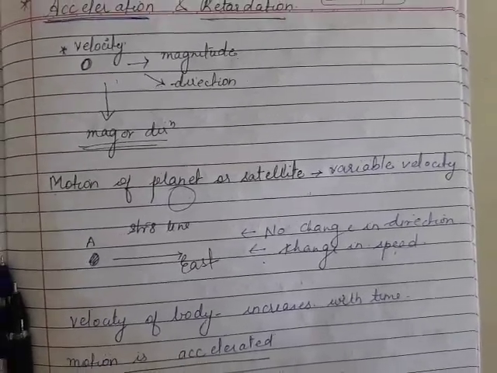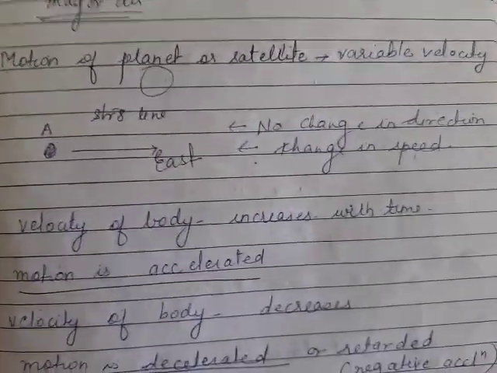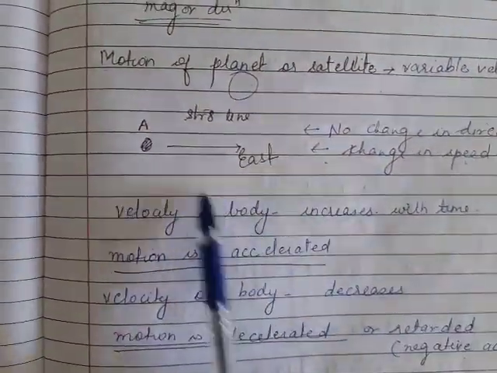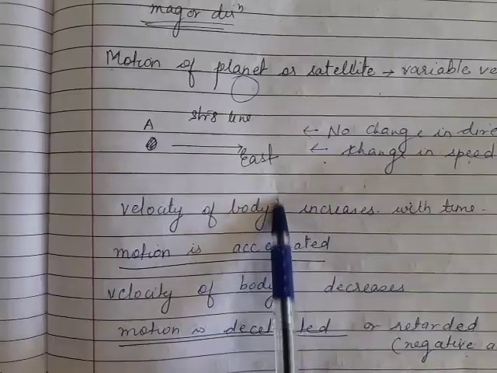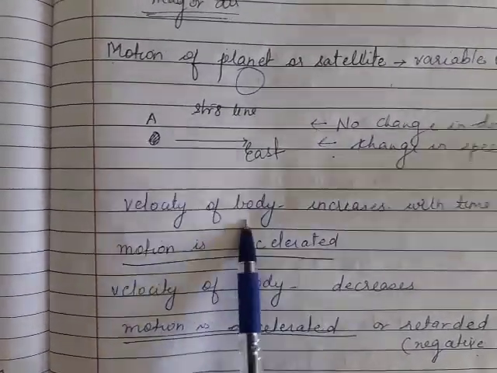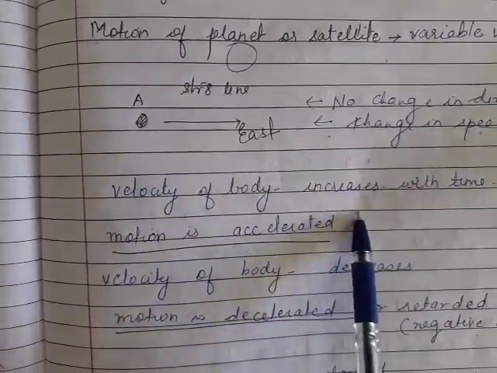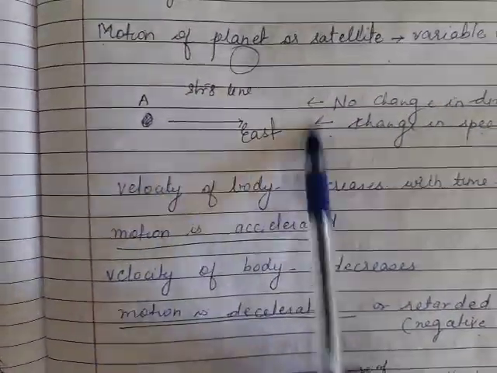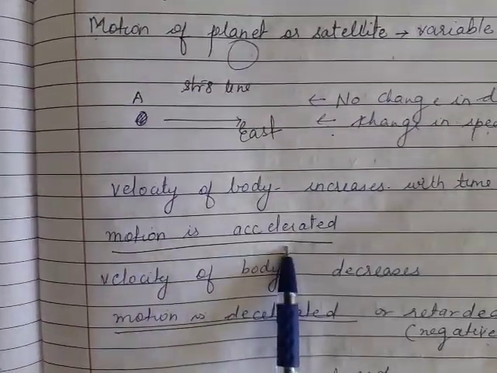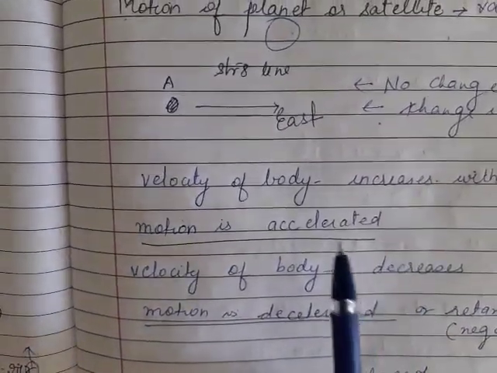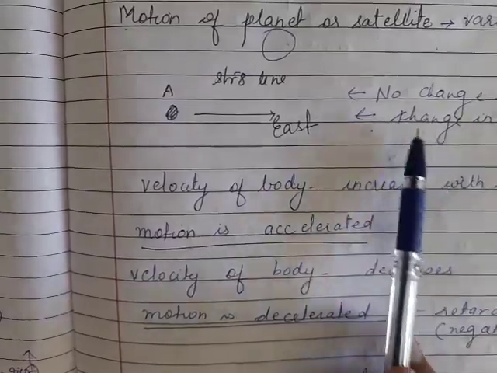So if the velocity of the body is increasing with time, that means the magnitude is increasing, and there is a specific direction, the velocity of the body will increase with time. When the velocity of the body increases with time while the body is traveling in a straight line, the motion is said to be accelerated. I hope you are understanding what I mean. So when the body is moving in a straight path, there is no change in the direction but there is a change in the speed.